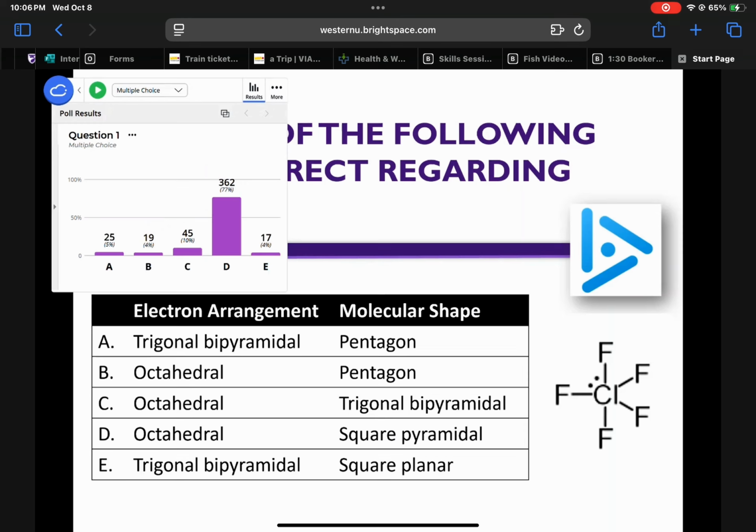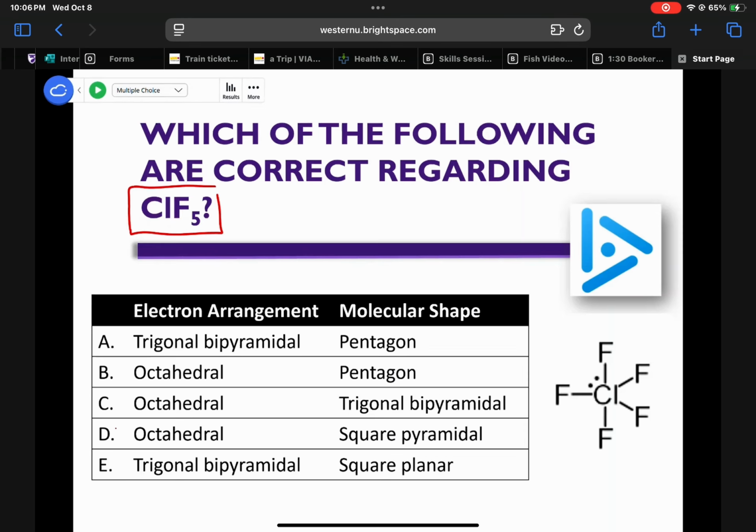Okay, 3/4 going for D. We have an octahedral electron arrangement because we have 6 regions of electron density. One of these regions is a non-bonding pair of electrons, so we could classify this as AX5E1, which tells us we have a square pyramidal shape.